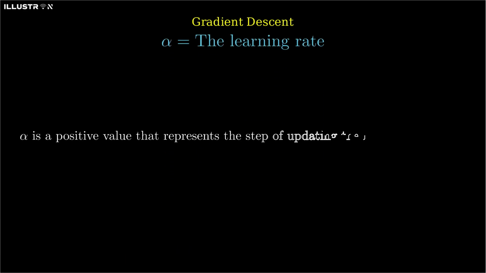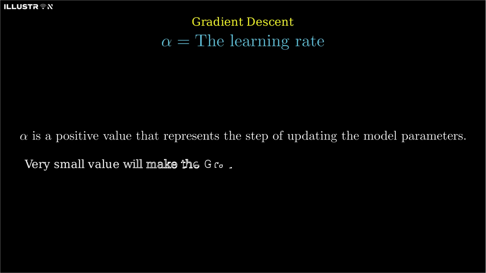To control the pace of this learning process, we introduce the learning rate, alpha, a positive value that determines the size of the steps the model takes in each iteration. Small learning rate: a smaller learning rate leads to smaller steps, resulting in a slower but more stable convergence. It's suitable for complex problems or noisy data.